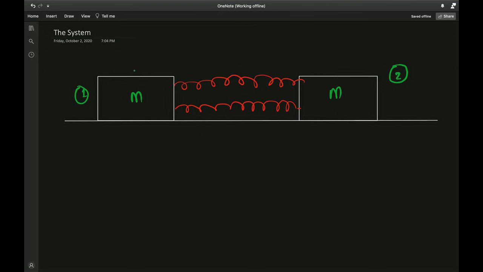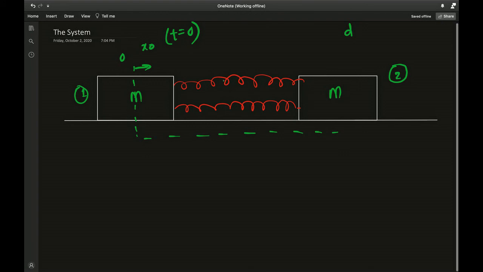So assume that this is the starting point, if this is 0, and just to initiate motion, we displace the first mass by an amount x naught. These are the initial conditions at time 0 for this mass. At time 0, the mass 2 is at a distance d. We know that they're going to execute simple harmonic motion, but to initiate that we need to displace the first mass by a bit, x naught.